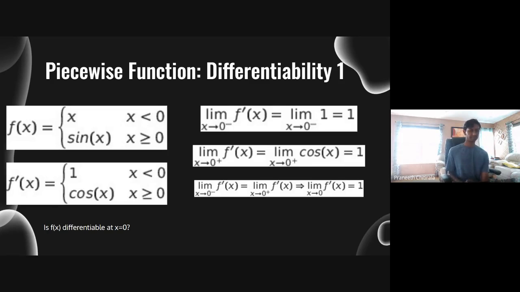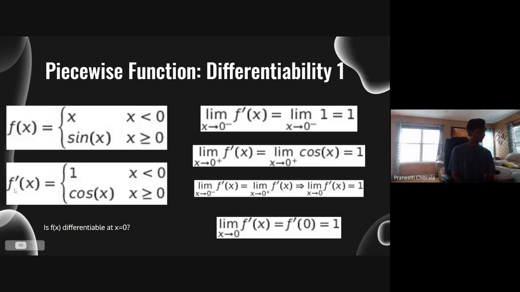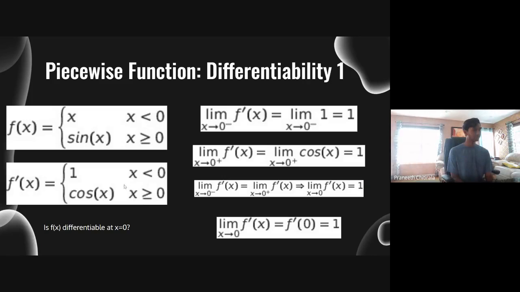Well, we're still not done yet. The limit may exist, but we still need to find out whether f prime of x exists at x equals 0. But we'll see that f prime of 0 is just cosine of 0 right here, since x equals 0 is defined in this inequality. So cosine of 0 is 1, and that means that f prime of 0 equals 1.